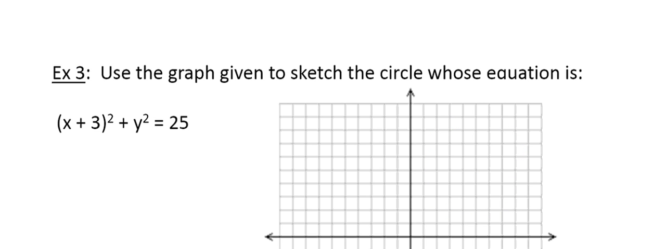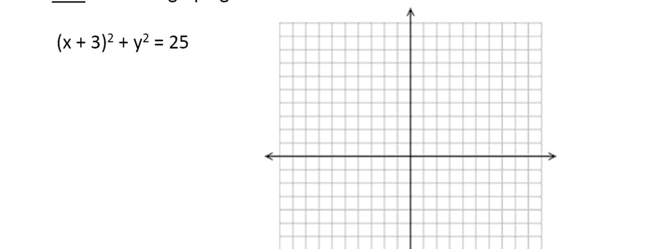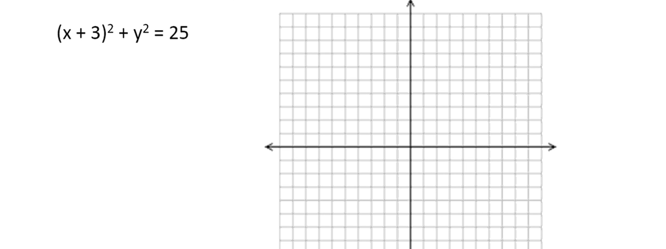All right, moving onwards to letter B. Again, what we're going to do is use the equation to sketch the circle. So before we can sketch it, we need to know where to put it. So the first thing we're going to do is determine the location of its center. And once we know where its center is, we also need to know its radius so that we can graph it. So I'm going to start by putting that center down on my paper.